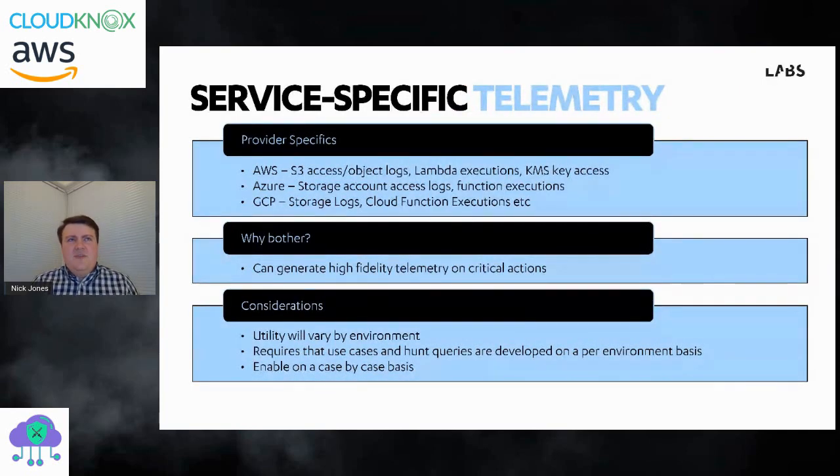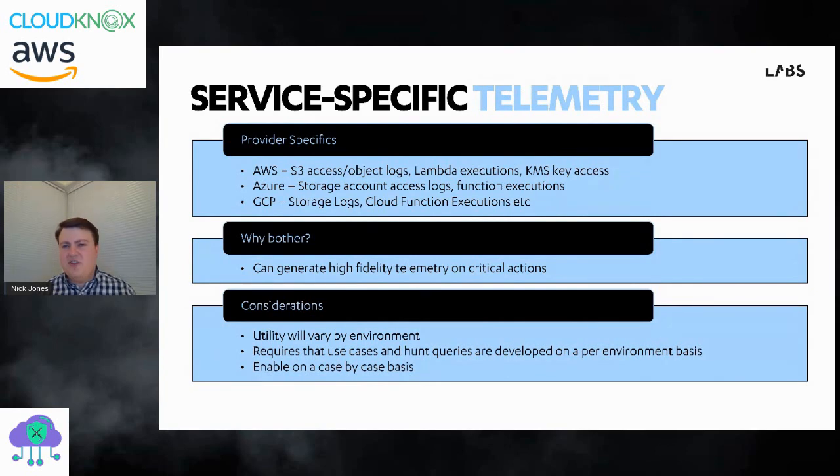Service-specific telemetry is the last one I want to dig into here when we're talking about log sources. So here we're talking about the kind of logs you get out of things like storage accounts, access and object logs, executions of serverless functions, audit logs from your key management system keys, this sort of thing where we've got specific telemetry about what's happening inside a specific service or set of resources. This is a bit of an interesting one because everything here is going to be case by case.